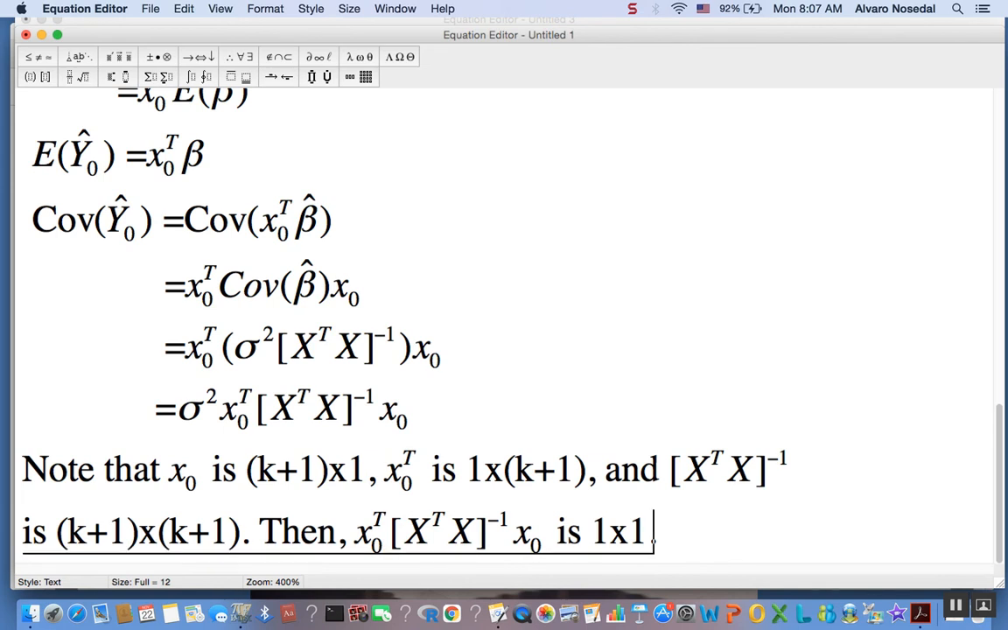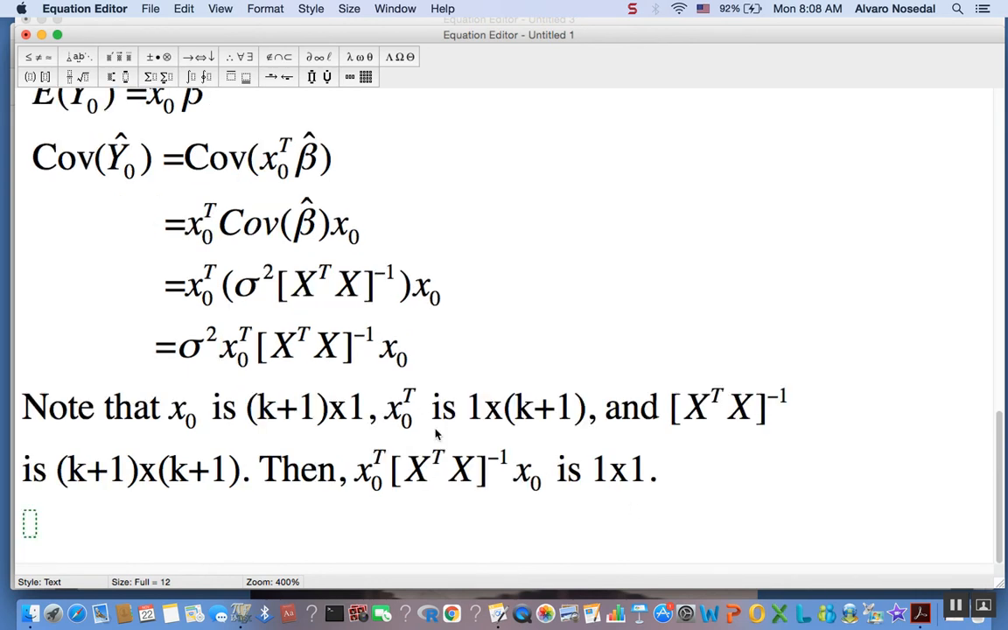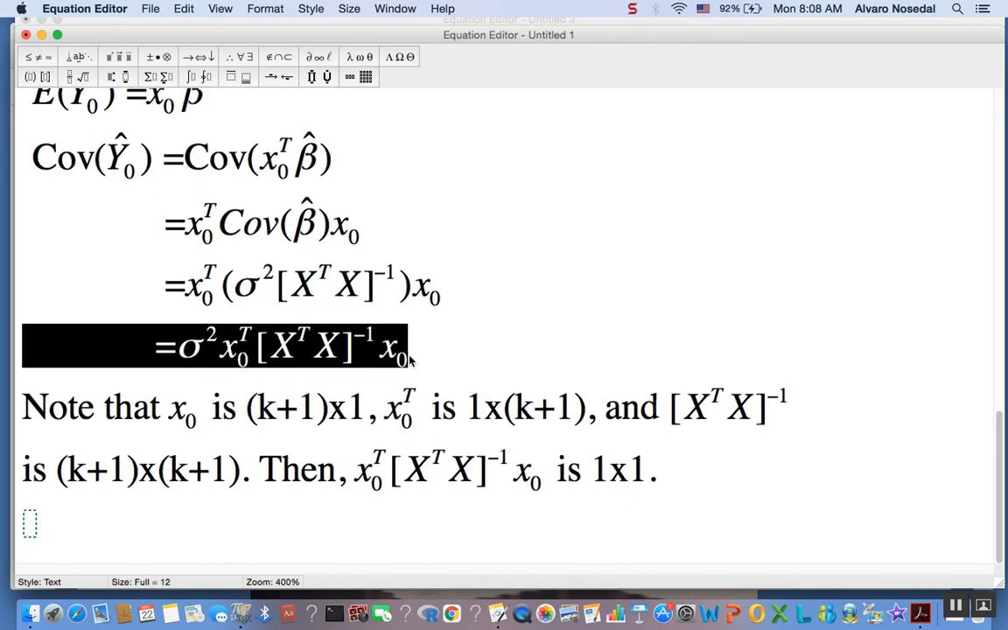Why is that important? Well, because then this covariance matrix turns into a 1 by 1 matrix. That's just a variance. That will be just the variance of that point estimator that we want. Okay, so let me just copy paste this.